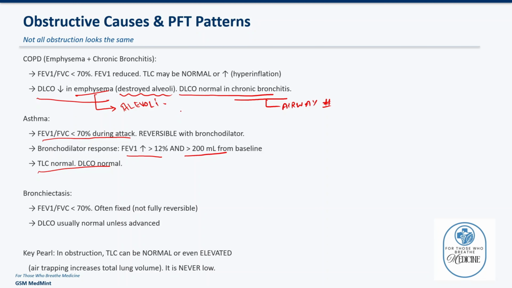The problem is bronchospasm. In bronchiectasis, the FEV1 over FVC is less than 70%. Often this is mixed, not fully reversible with bronchodilators. The DLCO is usually normal unless the disease is advanced. So in obstruction, the TLC can be normal or even elevated. It is never low. If you see a low TLC in a patient you thought had COPD, you should stop and reconsider. This might be a mixed disease, or you might be wrong about the diagnosis.